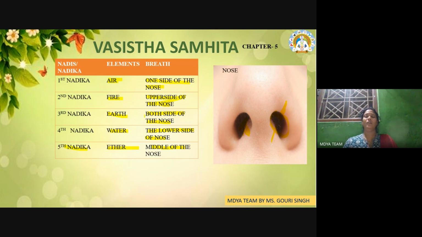And here maybe the question will come in your mind: how do we know it is the upper side, or the lower side? Right now we also don't know which nostril is active. When awareness increases, at that time we are able to know whether our left side or right side nostril is active. In the same way, when you become more aware of your breath, you are able to know which one is active: the upper side, both sides, or the lower side.